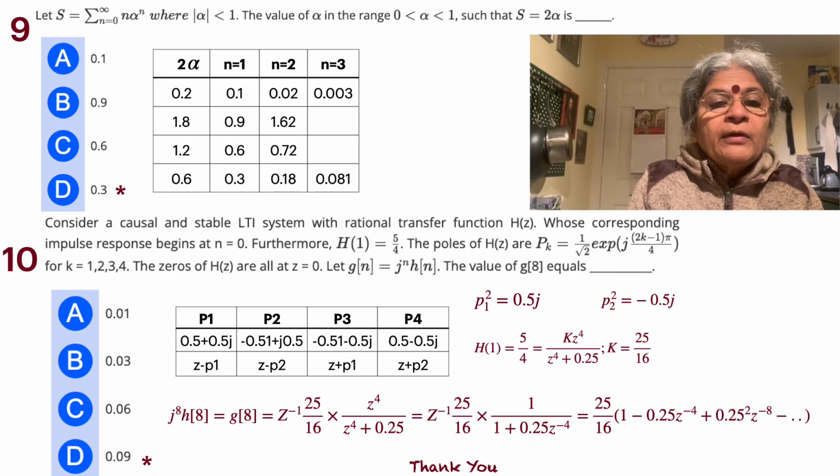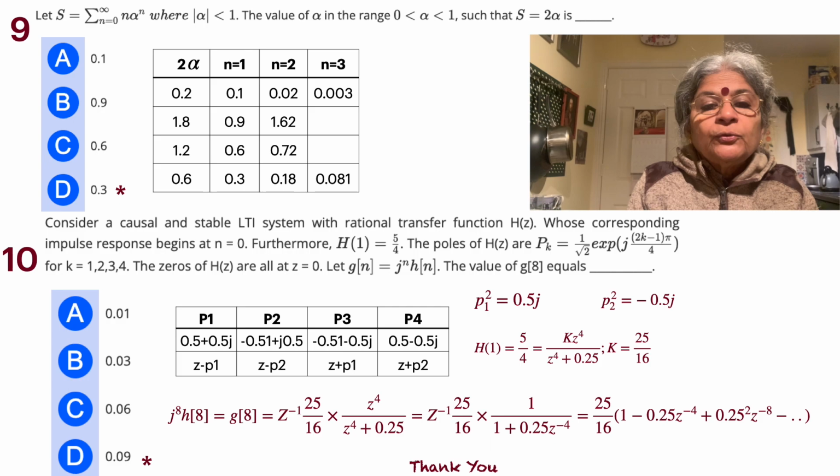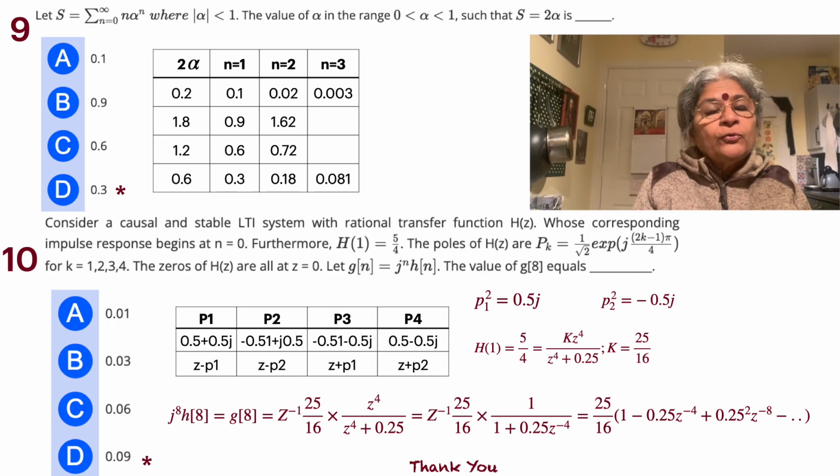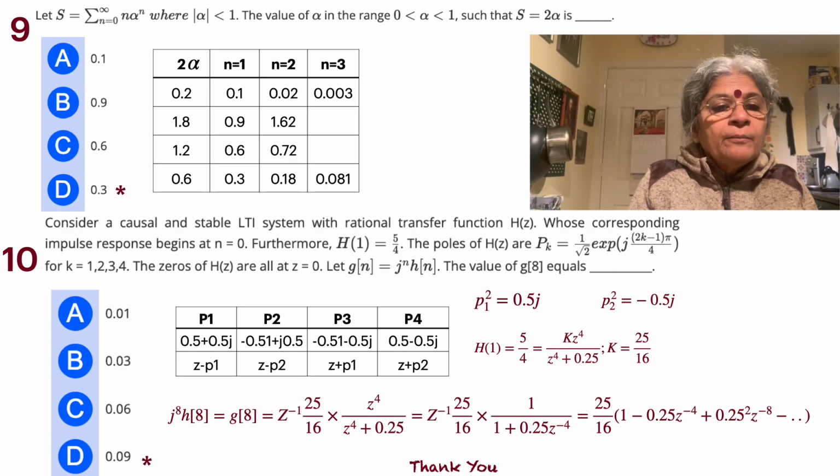The question asks for the value of alpha in the range 0 to 1 such that S is equal to 2 alpha. So this is what is asked. Alpha is ranging between 0 and 1, such that S is equal to 2 alpha. We have 4 options: 0.1, 0.9, 0.6 and 0.3. So we just write out 2 alpha and compare.